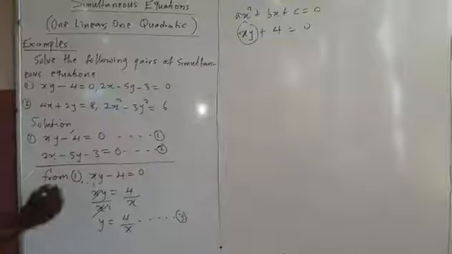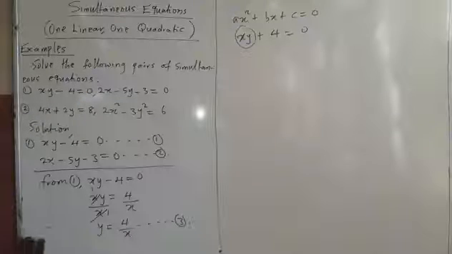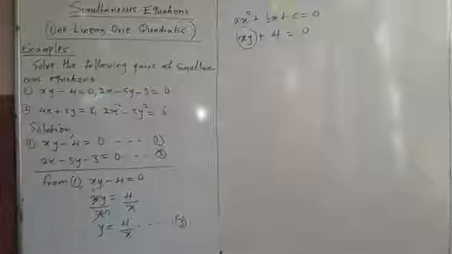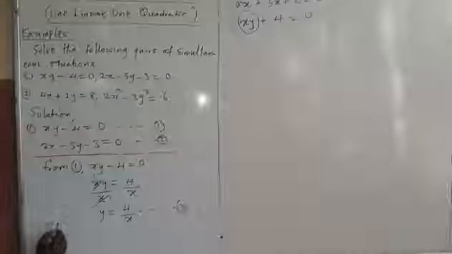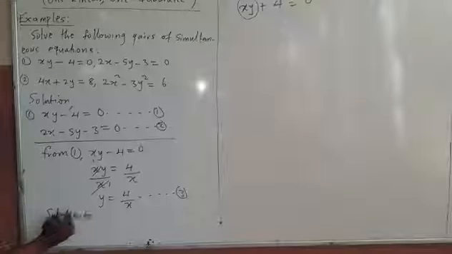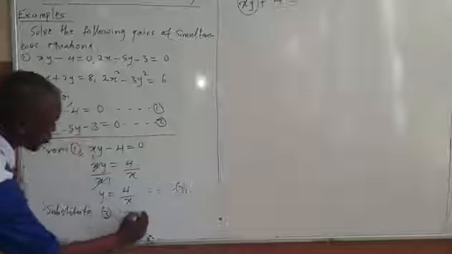So let's move on. We have y equals 4 over x, which is equation 3. From the method we are using, which is the substitution method, you can now substitute equation 3 in equation 2.